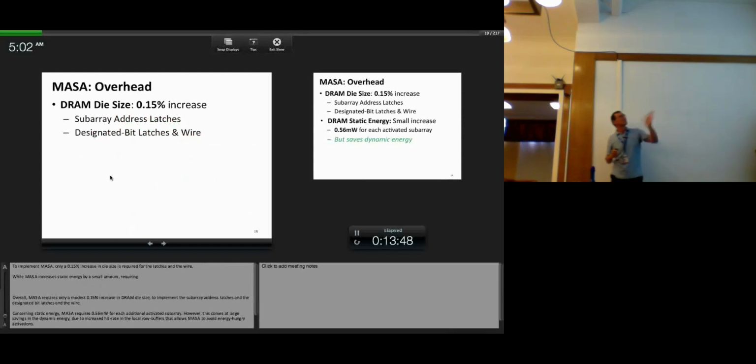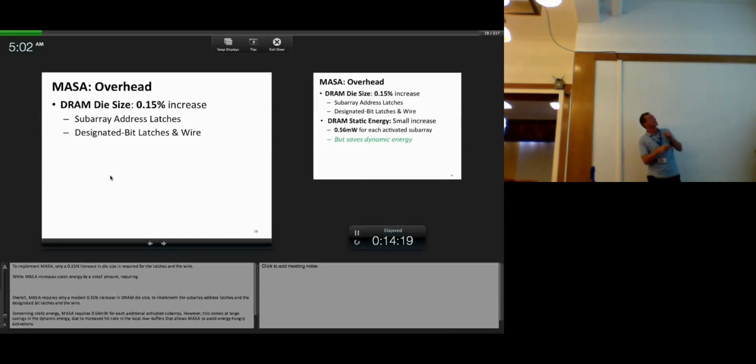Okay, so what is the overhead of this? We've done some studies to look at the die size increase. It's about 0.15% according to our estimations, which apparently, according to Samsung, is a little bit on the lower side. Samsung has looked at this and found higher overhead, but they found the overhead is not unbearable, apparently, for them. So we'll see if it's going to be interesting enough to implement.